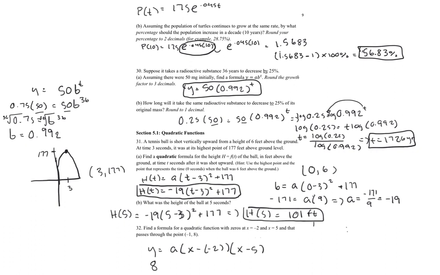We're going to have 8 equal to a times negative 1 plus 2 times negative 1 minus 5. Then we get 8 is equal to a times 1 times negative 6. So a is equal to negative 8 over 6, or negative 4 over 3, right? Then we can plug that into our equation and get y is equal to negative 4 over 3 times x plus 2 times x minus 5. That's number 32.